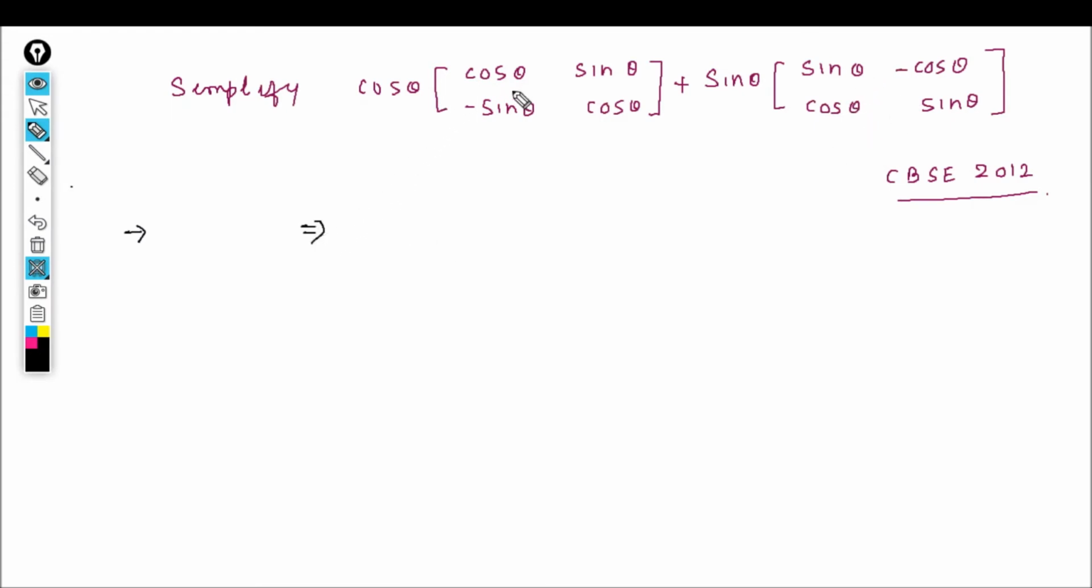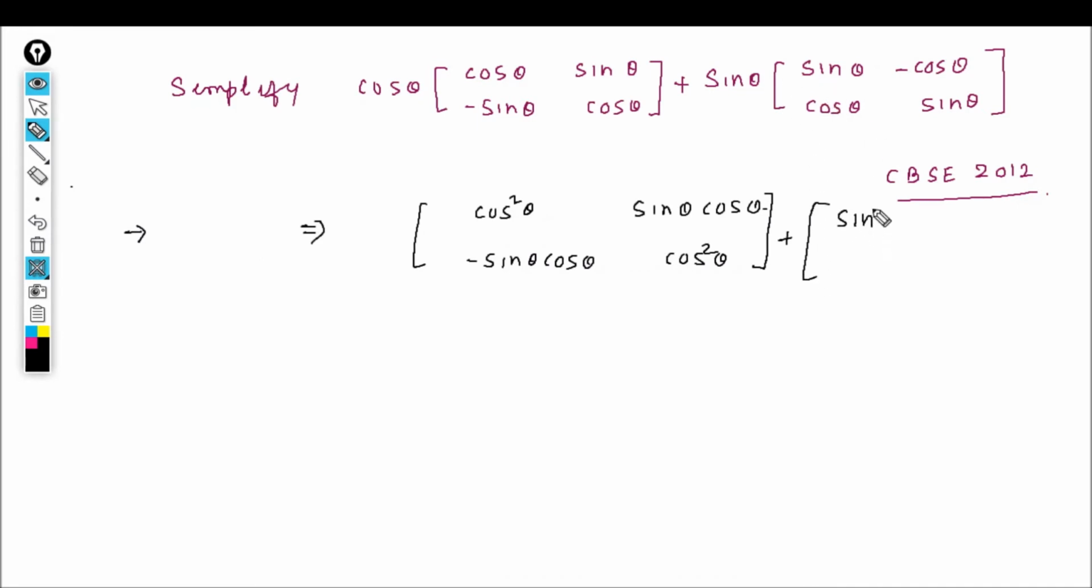So this implies I can write here cos square theta, minus sin theta cos theta, sin theta cos theta, cos square theta, प्लस sin थीटा से मल्टीप्लाई कीजिए, sin स्क्वायर थीटा, माइनस sin थीटा cos थीटा, sin थीटा cos थीटा, और इसको मल्टीप्लाई करेंगे तो sin स्क्वायर थीटा आएगा.